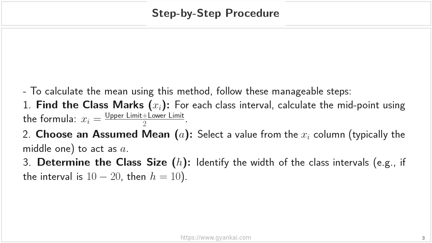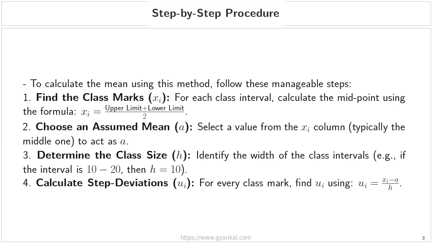Third, determine the class size, represented by the letter h. This is simply the width of your intervals. For example, if your interval goes from 10 to 20, then h is 10. Fourth, this is where the step deviation part comes in. For every class mark, you will calculate u sub i.